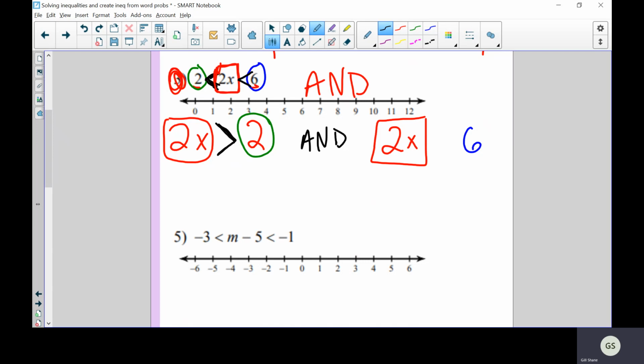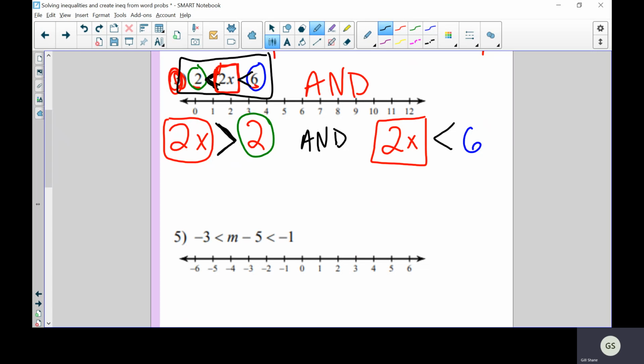So the alligator is pointing to the 6. It's eating the 6. So 6 is bigger than 2x. Well, we just need to make sure we keep the 6 bigger than the 2x, which in this case, nothing changed. The 2x was already on the left of the 6, so we didn't have to flip anything. So there is your original inequality written out into two separate smaller inequalities.